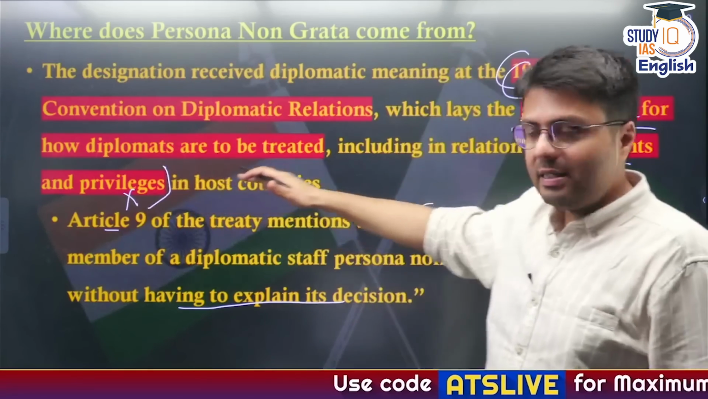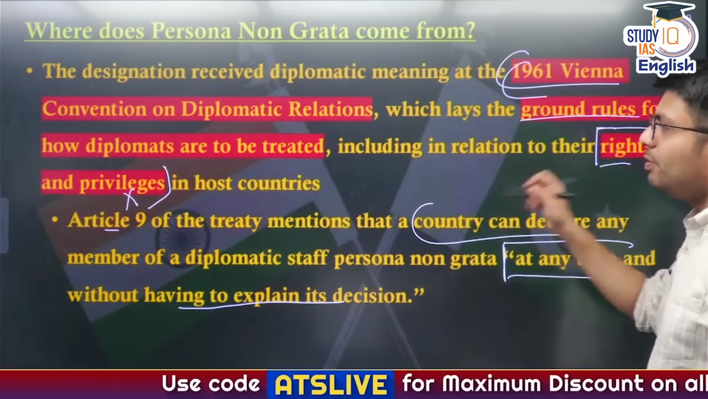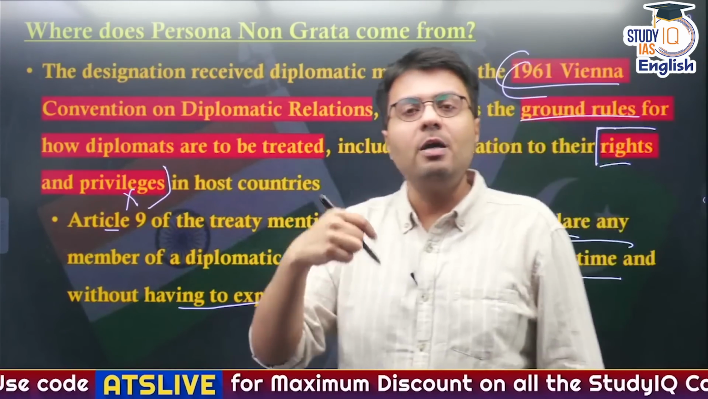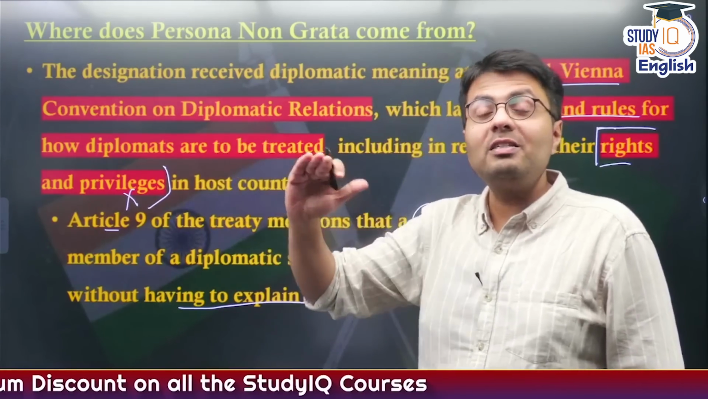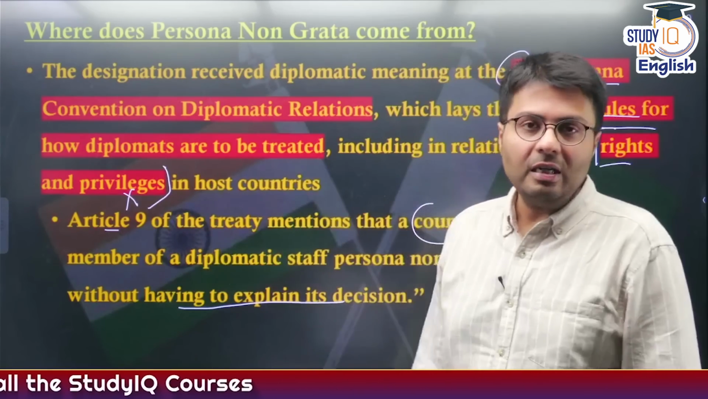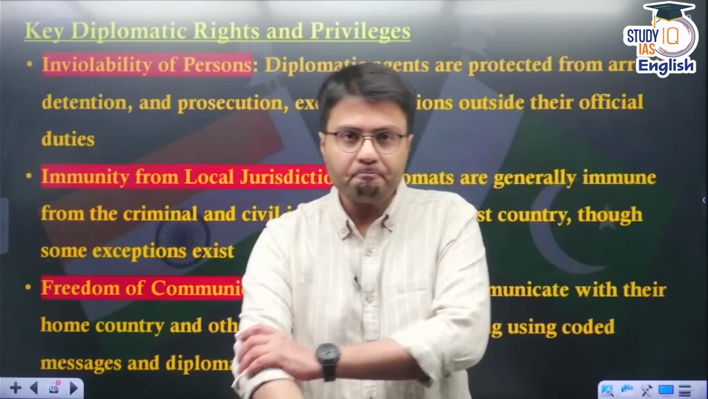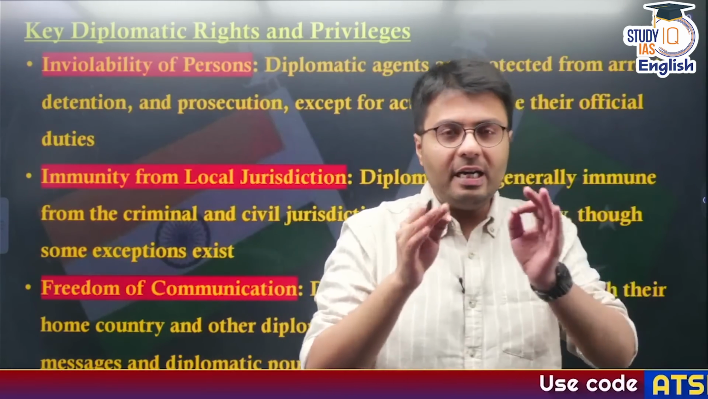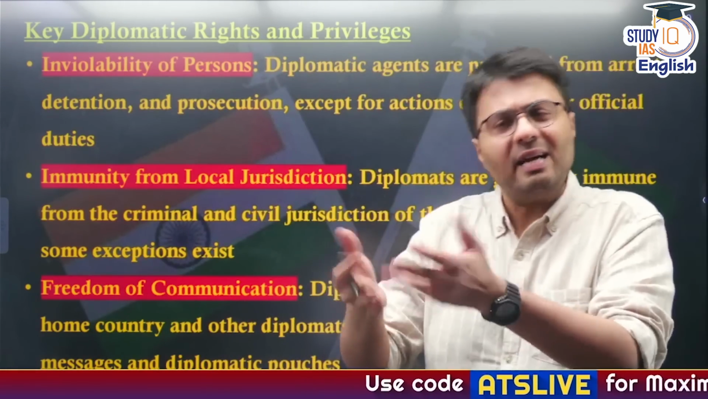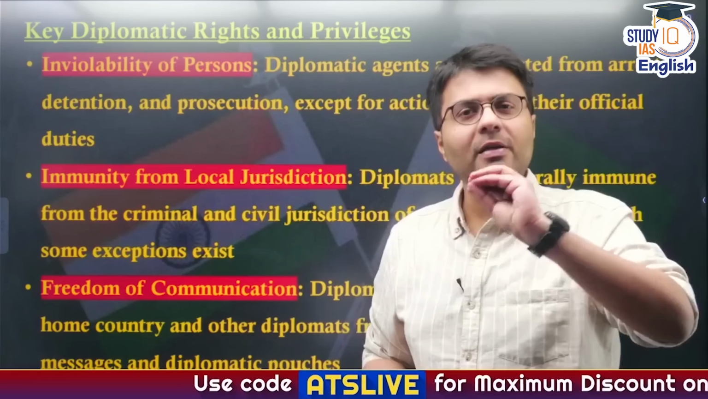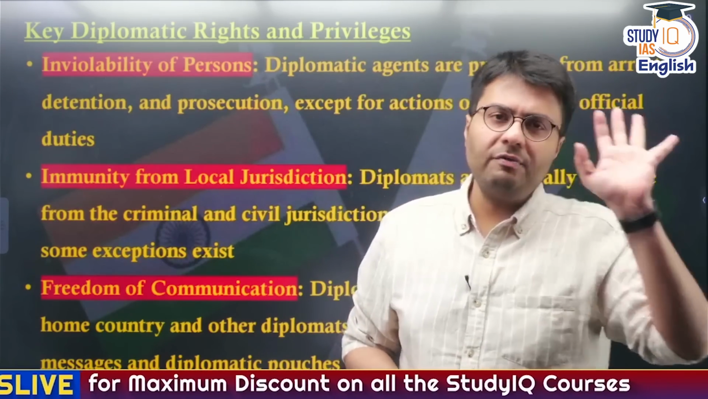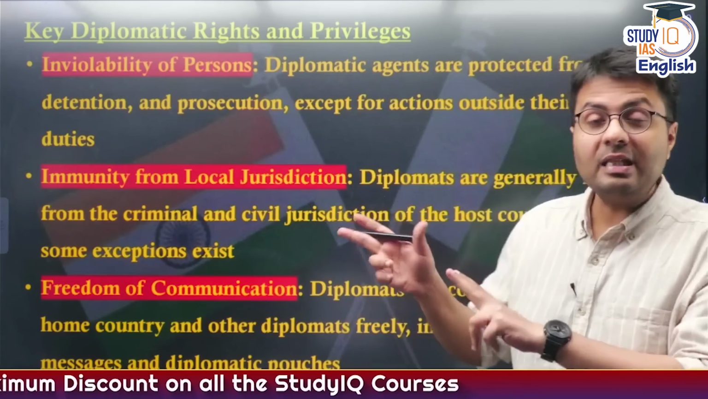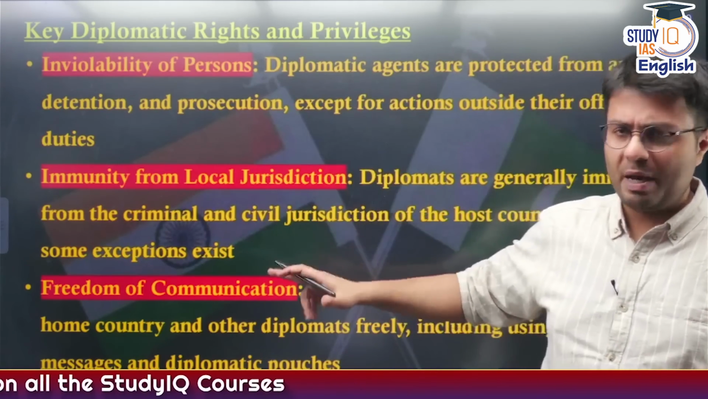So let us first understand what the rights and privileges are that are available to diplomats posted in a foreign country, and also how these rights and privileges are then withdrawn after they are declared as persona non grata. Now suppose you're an Indian IFS officer who is posted, let's say, in the US, right? So you have certain rights and privileges. Similarly, foreign diplomats who are present in India also have similar rights and privileges. What are these rights and privileges? Let us deal with them one by one.